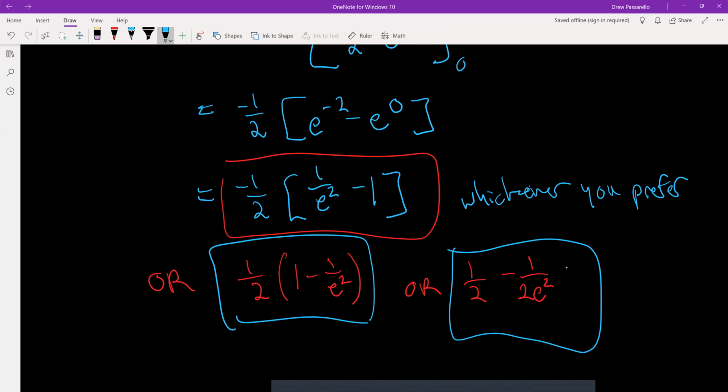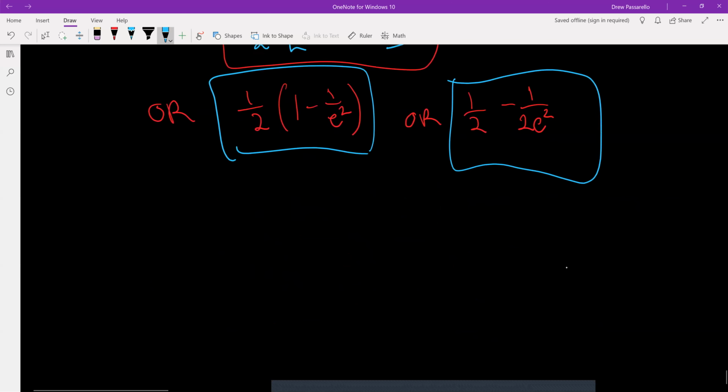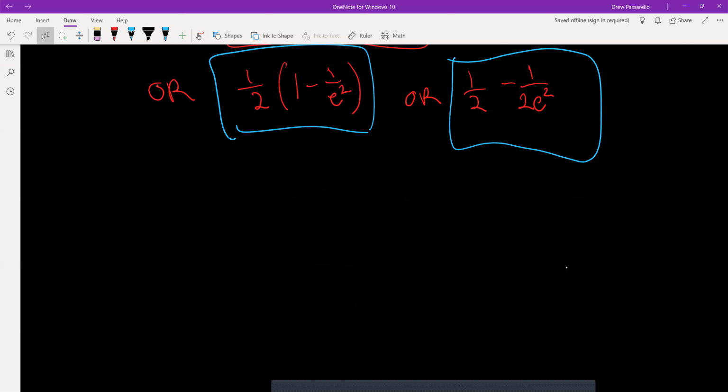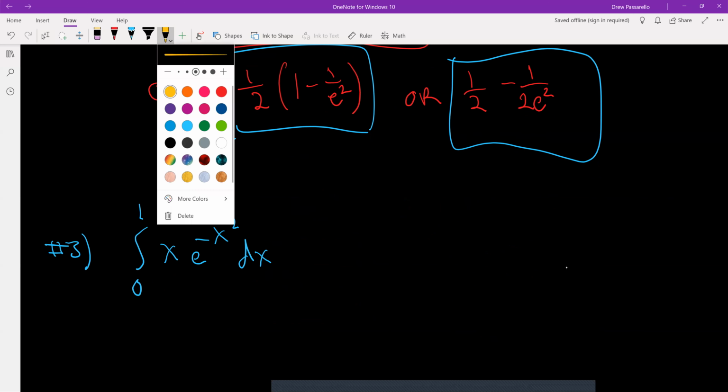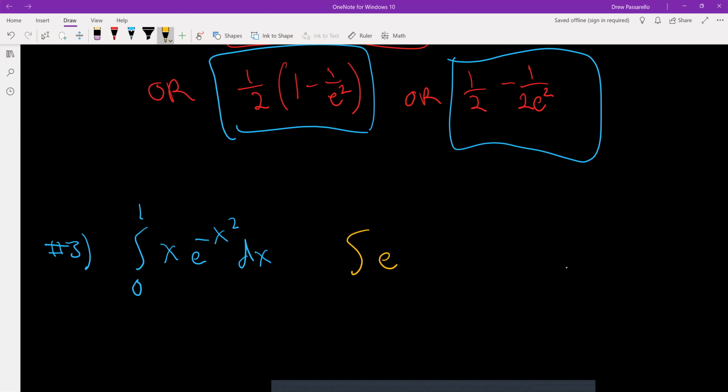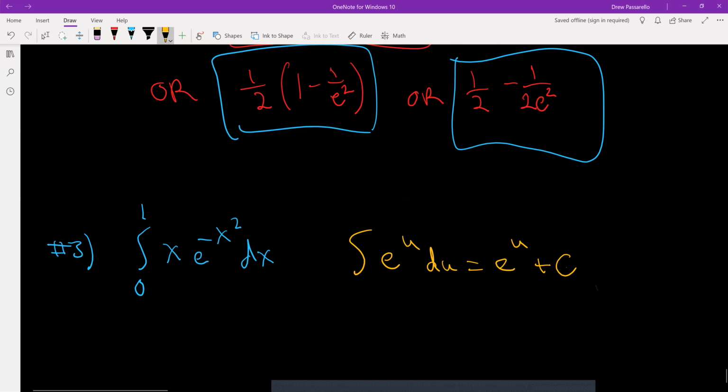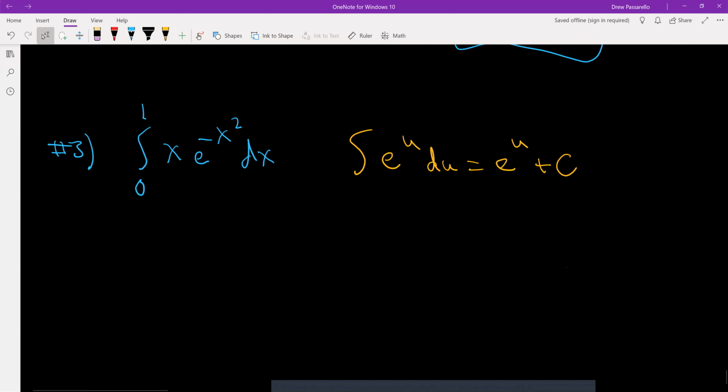All right, the next one's similar. So this will be the last example. Okay, so again, we have an exponential. So we're going to do e to the u. The e to the u integrates into e to the u plus c. In this case, our exponent's negative x squared. So u is negative x squared.